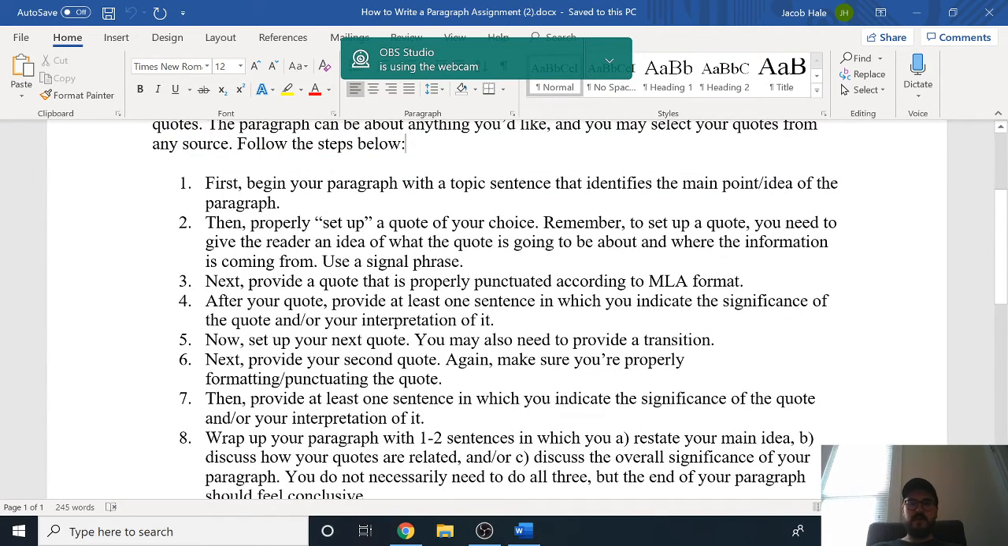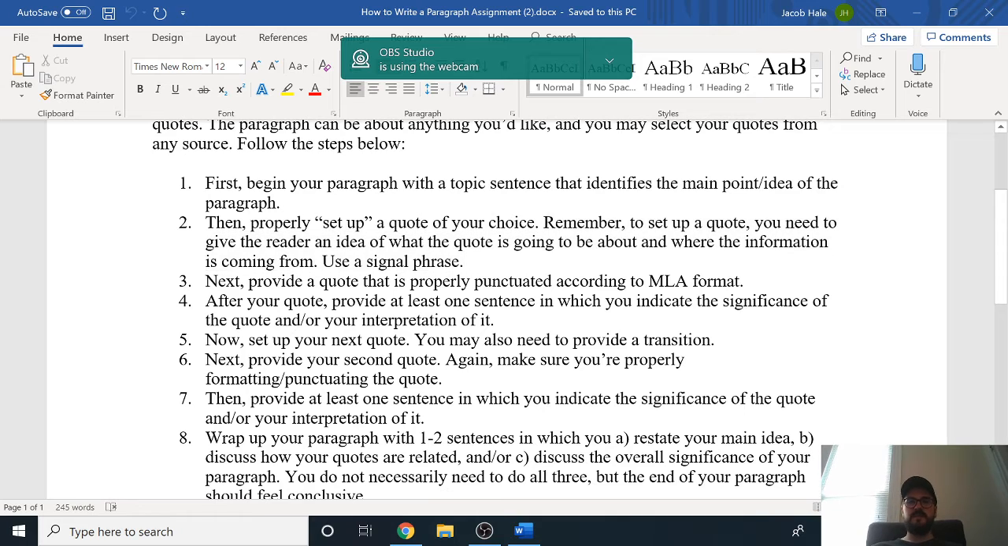So both of the formulae that we talked about mention that. You have to assert something, you have to have a main idea. Then you're going to include a quote, but you first have to set up that quote. Or in other words, you need a signal phrase, you need to provide some context for that quote. And I have a reminder here. To set up the quote, you need to give the reader an idea of what the quote is going to be about, where the information is coming from.